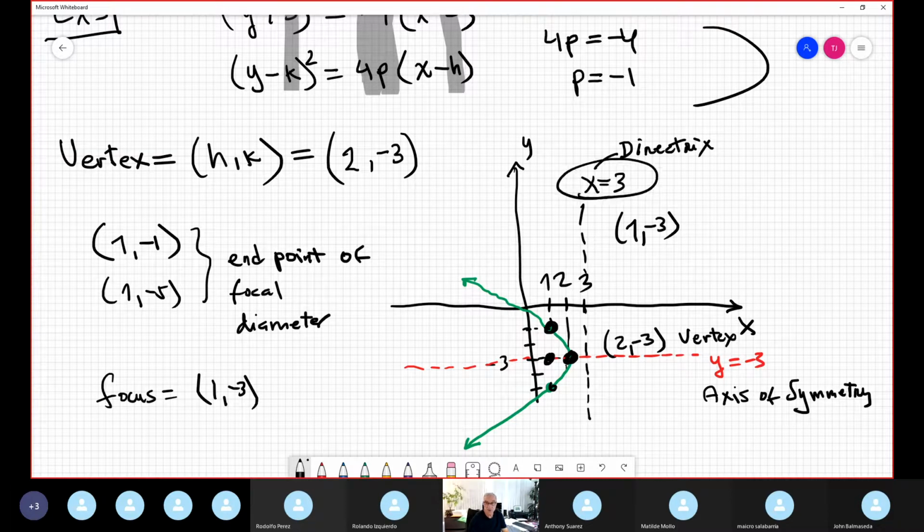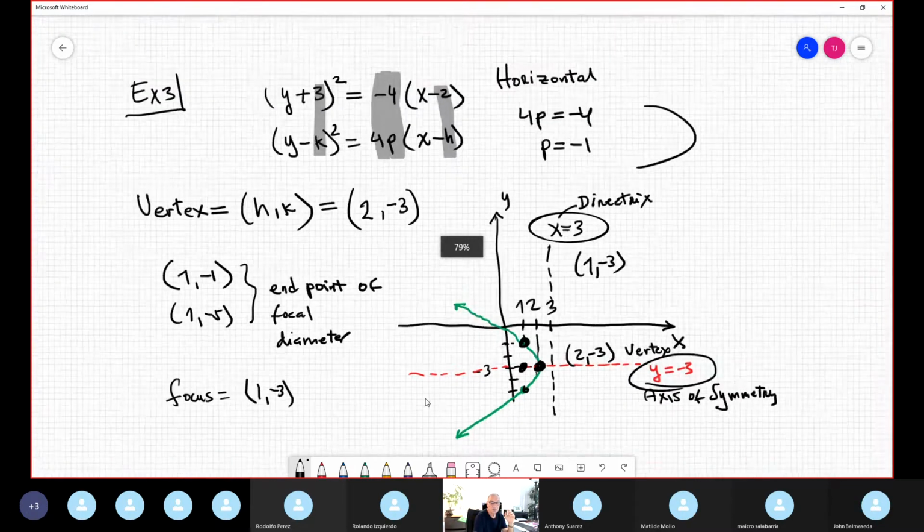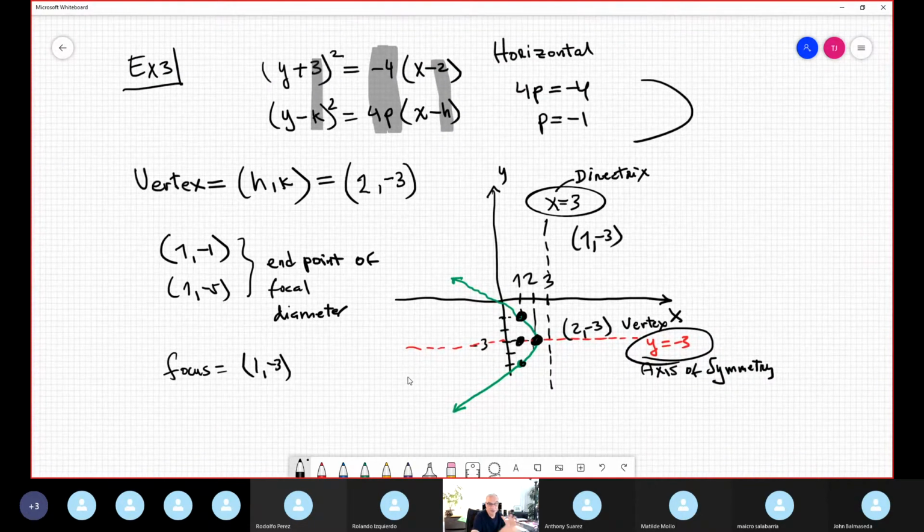directrix, this equation, vertical line; axial symmetry, this equation, horizontal line; endpoint for the focal diameter, this guy. End of the story. We finish. Any question? Does it look acceptable or complicated? No, it's clear. It's great. All right. Okay, let's move into the decimal to see more clearly the double checking of this.